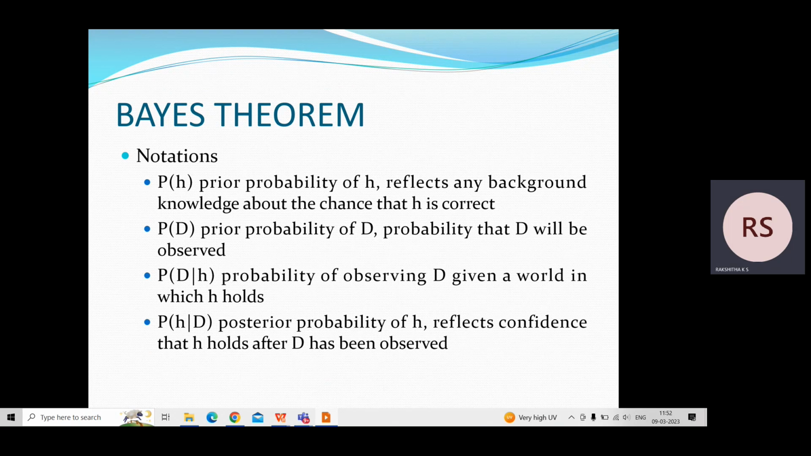Next we'll see the Bayes theorem. It's an important question that can be asked in many exams and tests. Before we start with Bayes theorem, we'll see what P(H), P(D), P(D|H), and P(H|D) are. P(H) is the prior probability of hypothesis H, which reflects any background knowledge about the chances that H is correct. P(D) is the prior probability of D, and P(D|H) is the probability of observing D given H, and P(H|D) is the posterior probability.